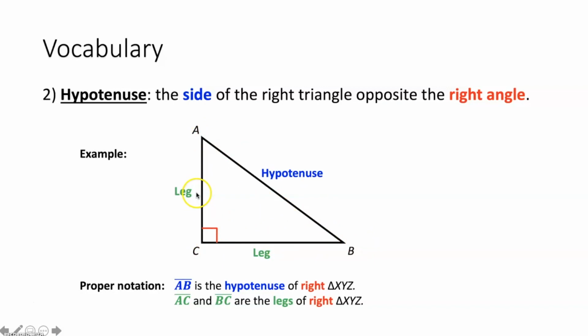Also note that the legs are going to be the sides that are adjacent to that right angle. So segment AC and segment BC would be called your legs of the right triangle.